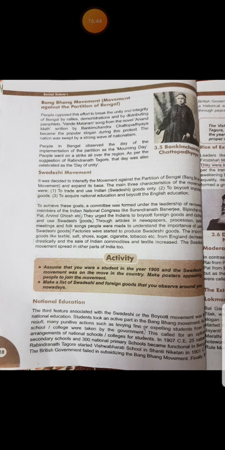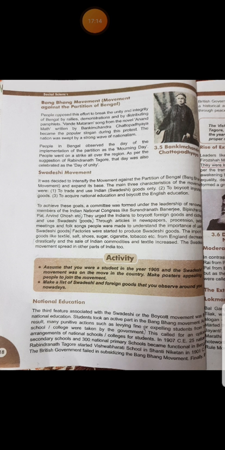Then the national education. The third feature associated with the Swadeshi or the boycott movement was national education. So the third point was to achieve our national education. So we accepted Swadeshi goods, we boycotted the foreign goods, and the third, now national education. Students took an active part in the Bang Bang movement.